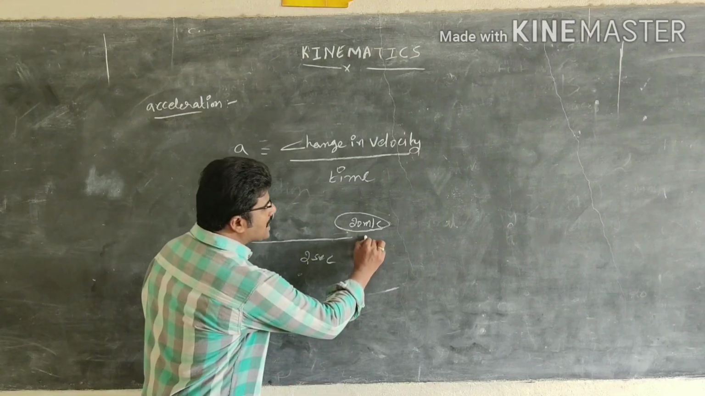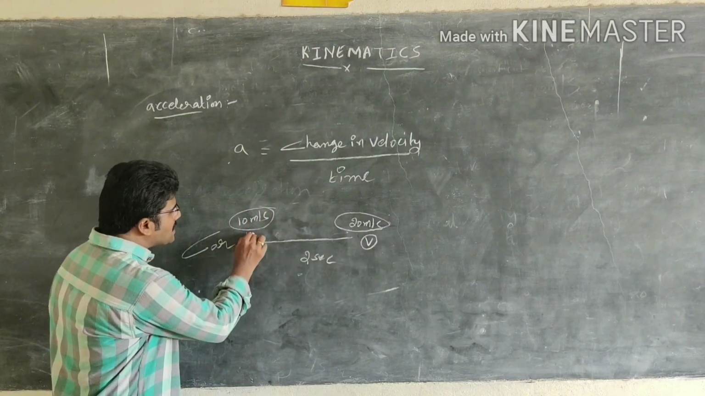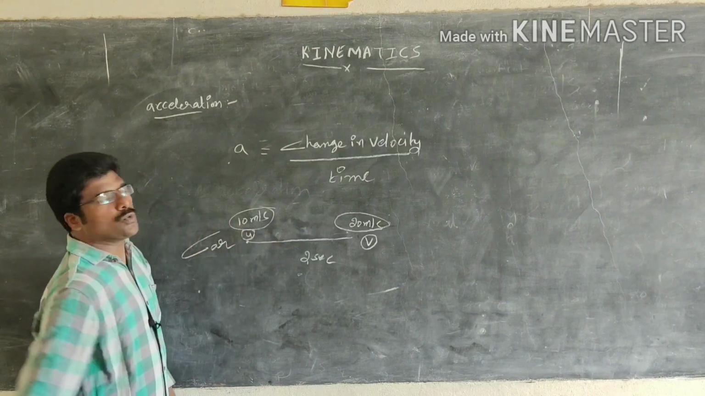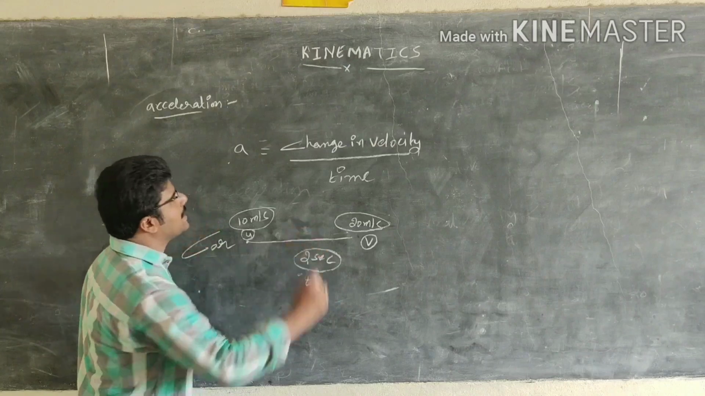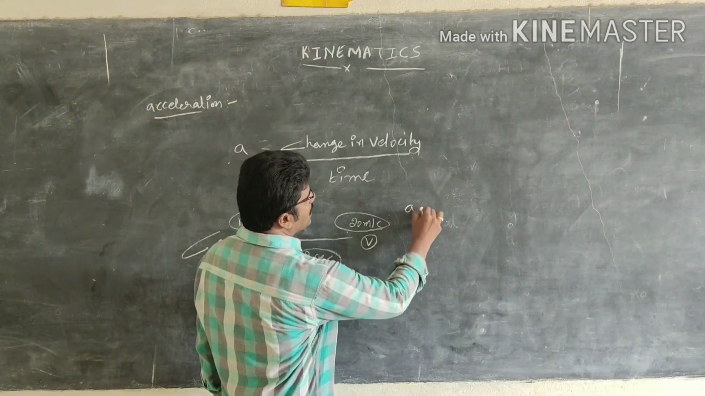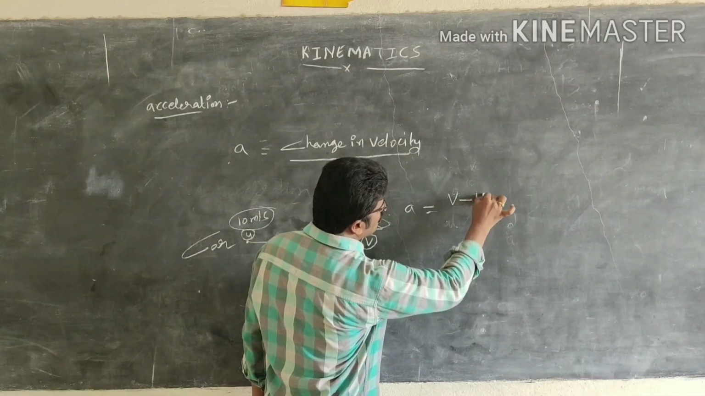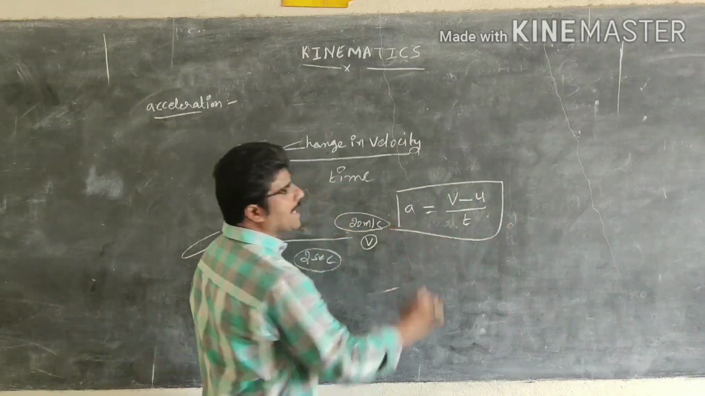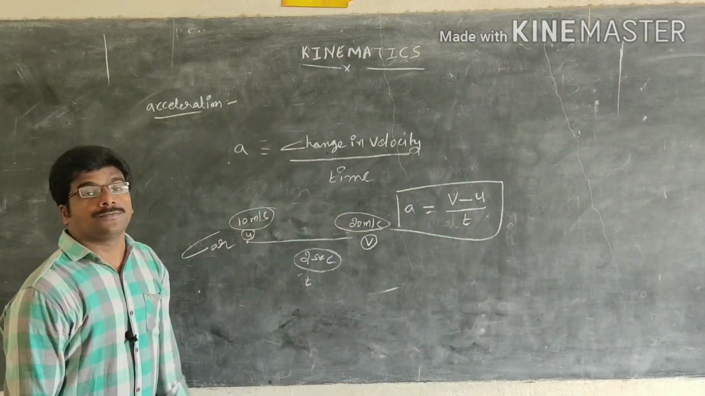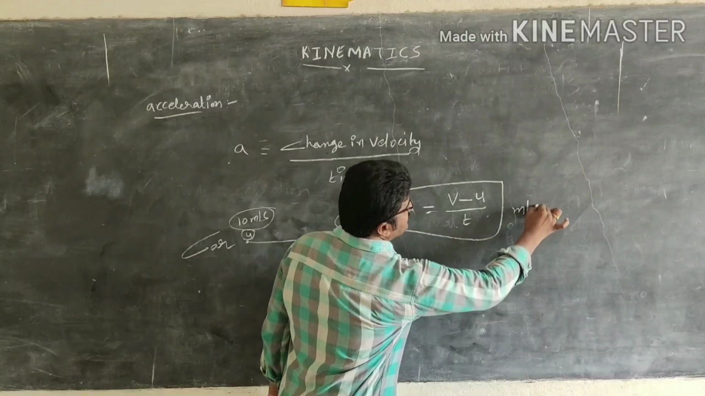Final velocity is represented by the letter V. Initial velocity is represented by the letter U. Here, 2 seconds is T. Therefore, A equals change in velocity, V minus U, by T. This is the formula for acceleration. The unit for acceleration is meter per second square.